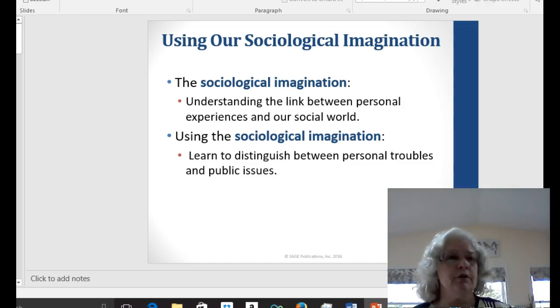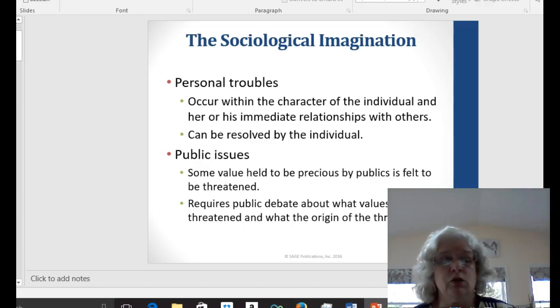Is it the lack of mental health services? Was it the lack of support for that person, that they were bullied? What was going on? Was it family problems at home? You see, we start looking at the public issues. So personal troubles occur within the character of the individual, their immediate relation with each other, and they can be resolved by the individual. And then we have the public issues. The values held to be previously by the public is felt to be threatened in the process. What's going on? Where's the public debate?